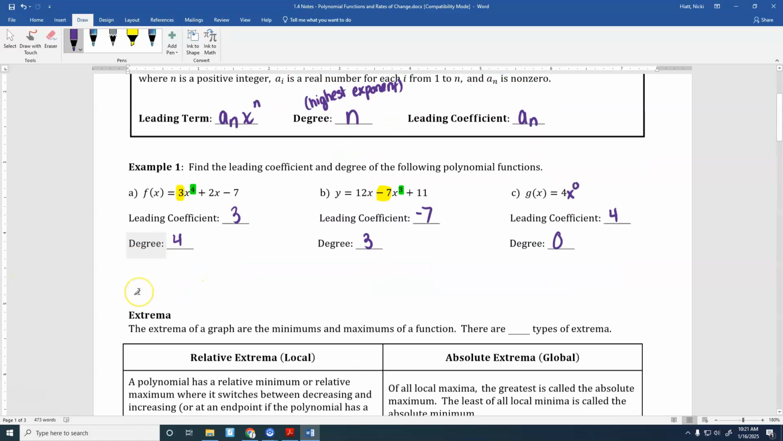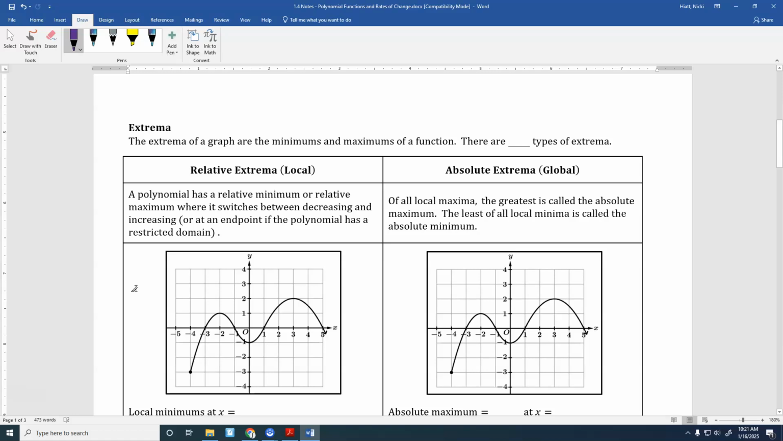Okay, so let's talk about different types of extrema. I don't know what you guys had in Math 3. Have you guys seen the word extrema before? Maybe like a little bit, but I don't remember much about it. I know you did this, but you may not use the word extrema. The extrema of a graph are maximums and minimums. You have seen maximums and minimums, right? Yeah. You may or may not have called them extrema.